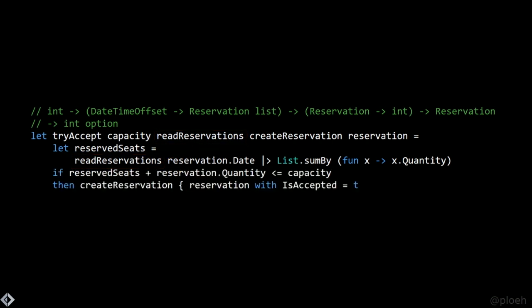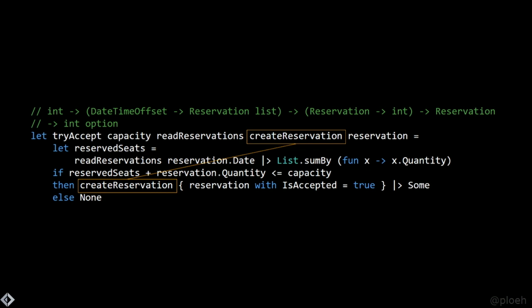Now I can make the same decision as I did in C#, where I just say, well, if the reserved seats plus the reservation quantity is less than or equal to the capacity, I can accept it. So I'll just set is accepted to true, and I call create reservation, which is the other function argument. And that returns an integer, and I just pipe the integer into sum, which is one of the cases that options can have. If I decide not to accept the reservation, I just return none. So that's an int option. And that's really all there is to it.